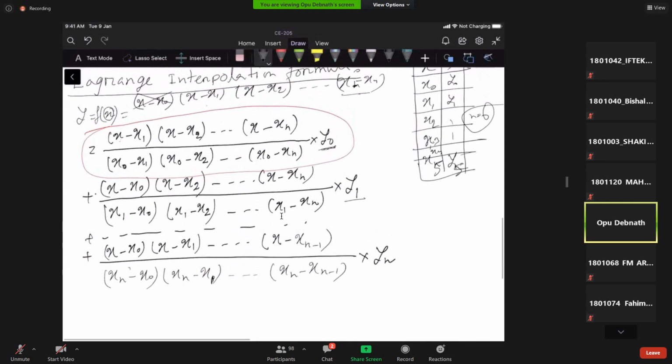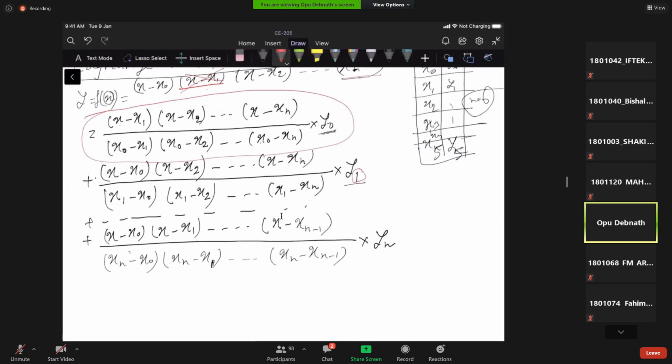Next, for the second terms, this is for the y1. So in this case we will not write this term. Look at here, x minus x0, then x minus x2. As this one is for y1, so these terms will disappear, and it will go up to x minus xn. And in the denominator, as this one is for the y1, simply replace all the x values by x1, that means this x will be x1, this will be x1, this is also x1.